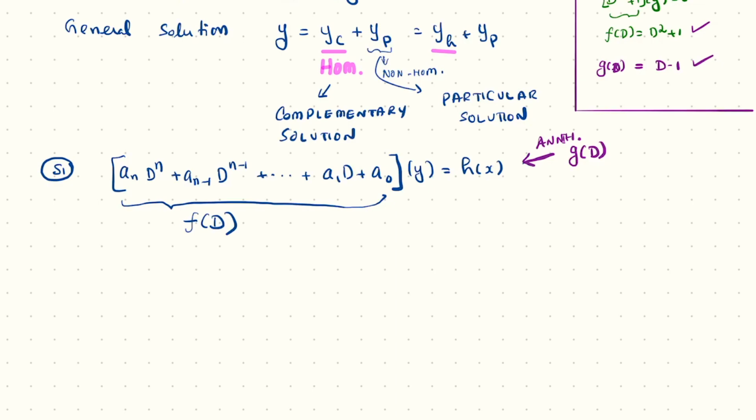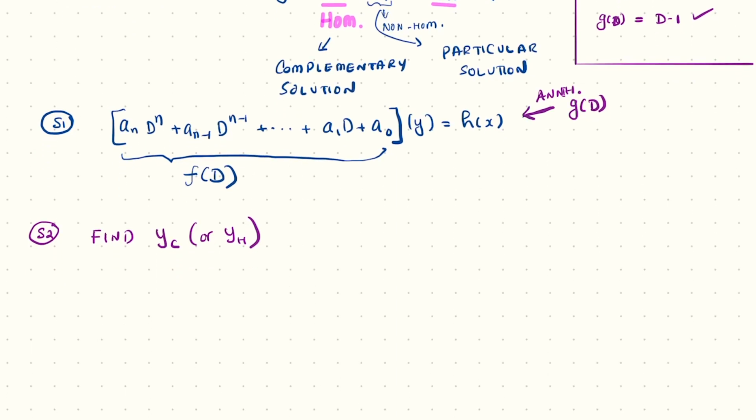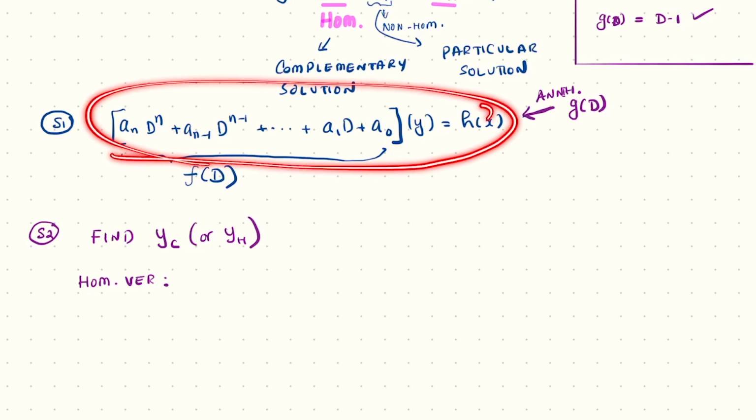Step number two is that we're going to find the YC, I'm sorry, or if you want to call it YH, y cap h or y small h, whatever you want to call it. How do you do that? That's very simple. First you write down the homogeneous version of the differential equation, which we talked about in a couple of videos earlier. You take the left-hand side, the whole thing, and set it equal to 0.